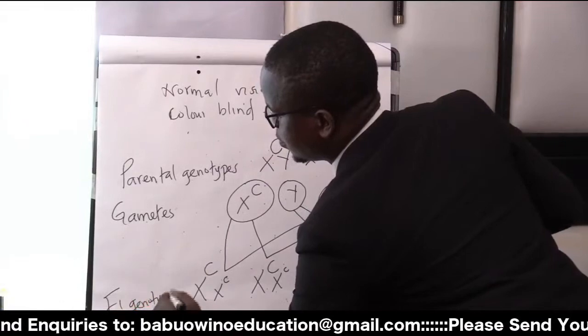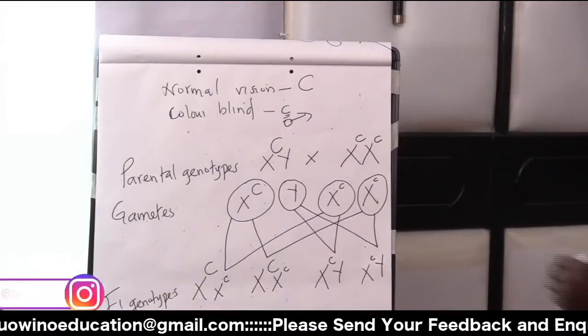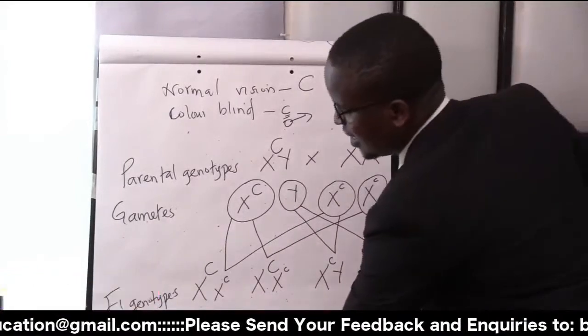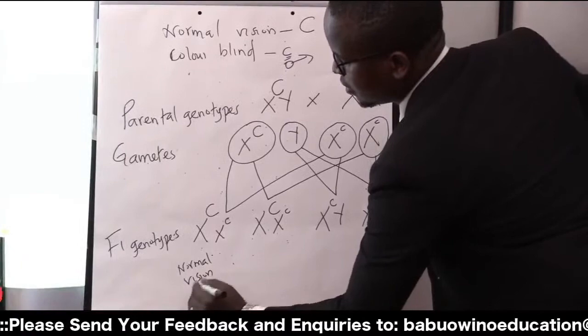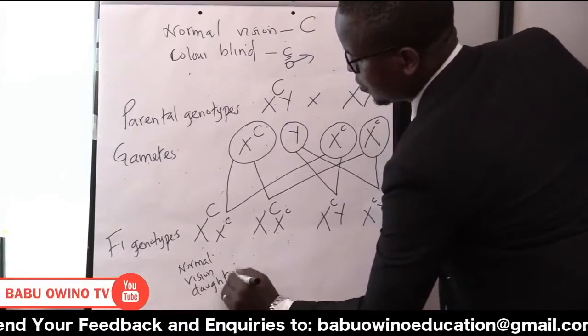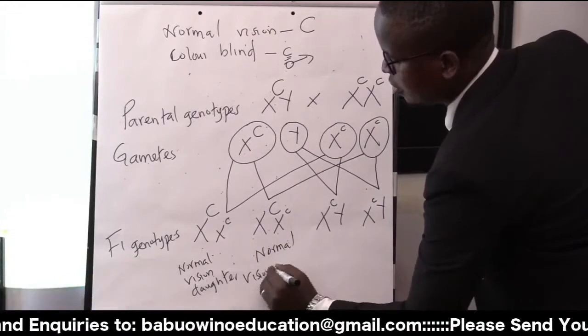So this is our F1 genotypes. Who are these people in terms of color vision? This is a normal vision daughter. This one is also a normal vision daughter.